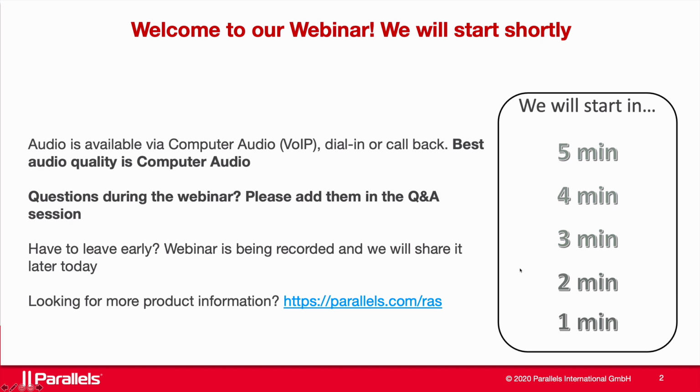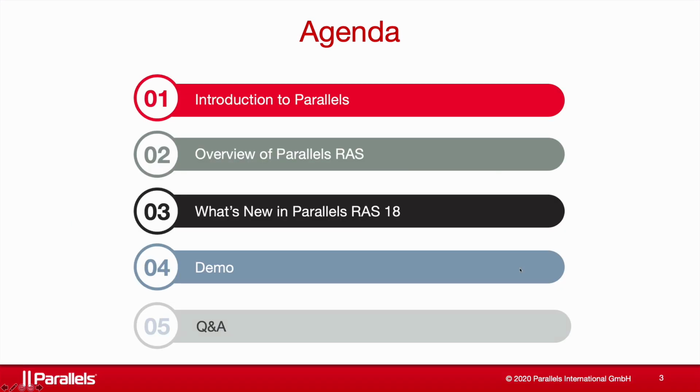All right, I think it's time to get started. And welcome again to our webinar today, which is about the upcoming version of Parallels RAS, which is RAS version 18. The agenda today: a little bit of information about Parallels if you haven't heard about us, an overview of Parallels Remote Application Server, and the big topic today, of course, what's coming in RAS version 18, and a condensed demo with a couple of the new features that are coming in this particular release. Again, if you have any questions throughout the webinar, please make sure you paste them into the Q&A. We'll be addressing them on demand or by the end of the presentation today.